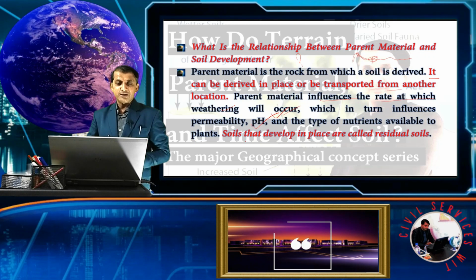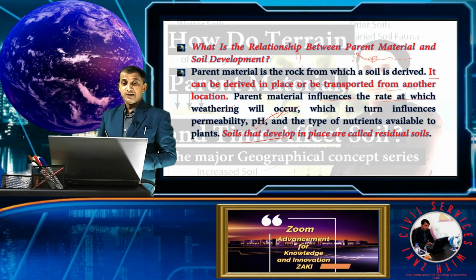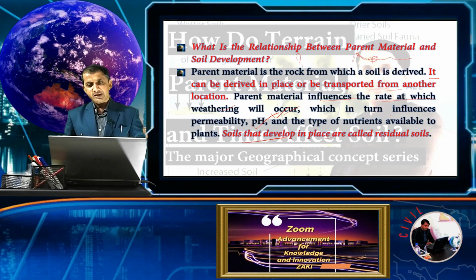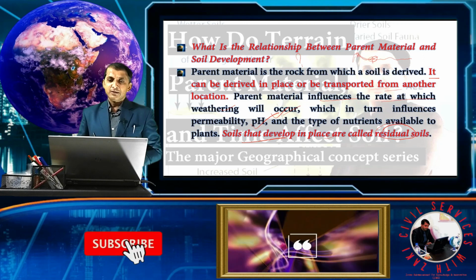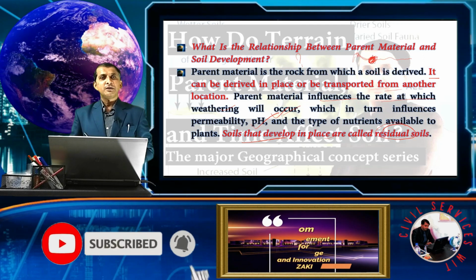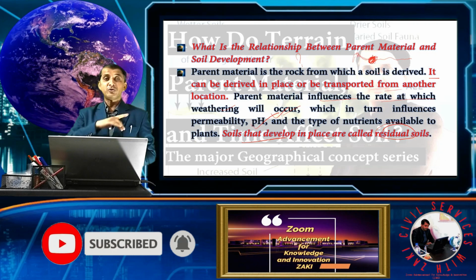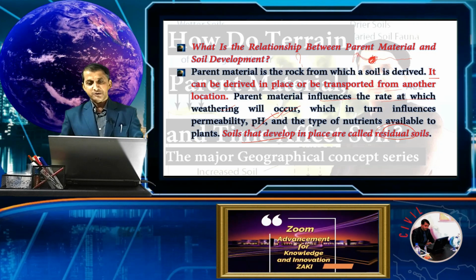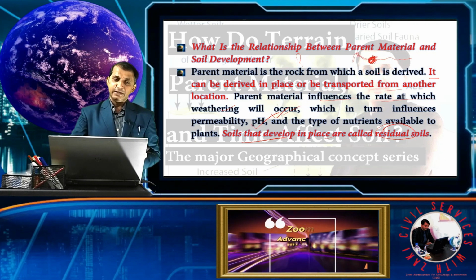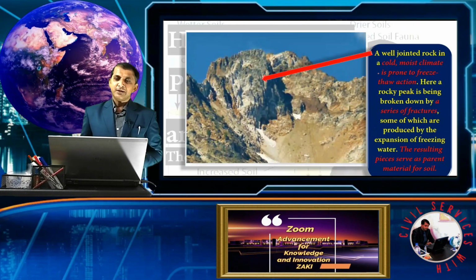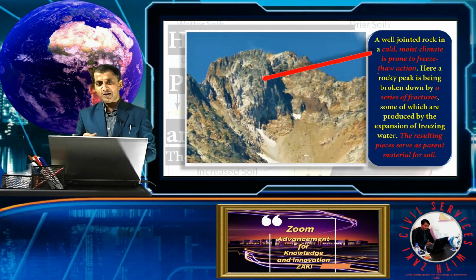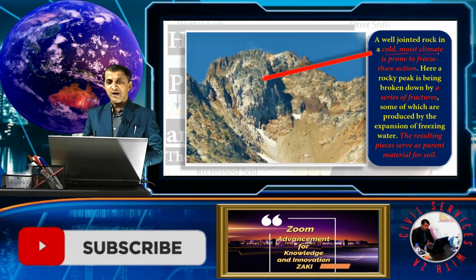If we see the soil developed in place, it is called residual soils. What are residual soils? Residual soils means developed in place. It means this soil is not transported from another place. Next we see how these materials form. Number one, we will see well-jointed rock in a cold moist climate.